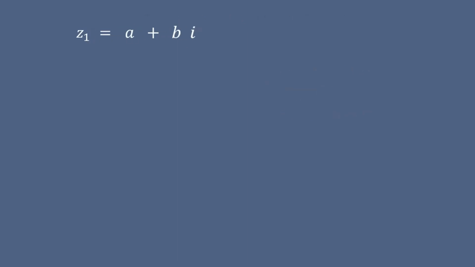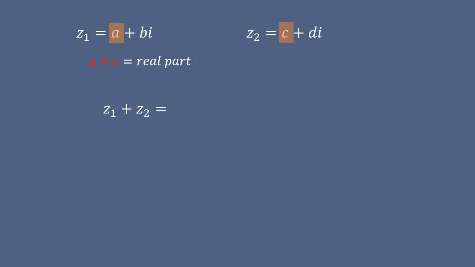Let z1 equal to a plus ib and z2 equal to c plus id be any two complex numbers. Then the sum z1 plus z2 is given by the sum of a and c, which gives us the real part of a new complex number, and b and d add to give us the imaginary part. So z1 plus z2 is defined as a plus c plus i times b plus d, where a plus c is the real part of the new complex number and b plus d is the imaginary part.